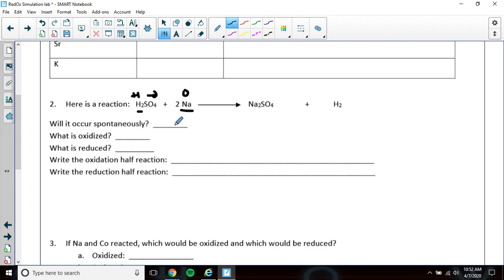I'll give you a hint. And then you got to do it again over here. You know, this is going to be 0. This is still going to be -2, and Na is going to be a +1. Okay, figure out who's being oxidized and who's being reduced, and fill out your half reactions.